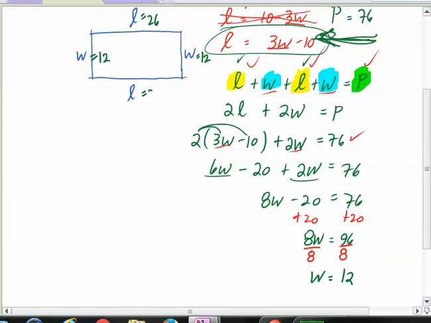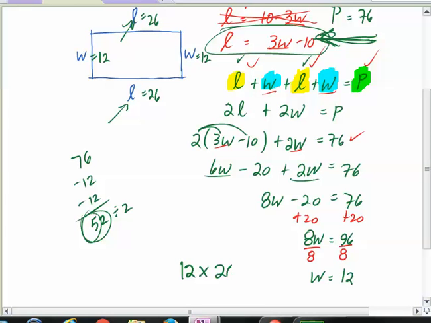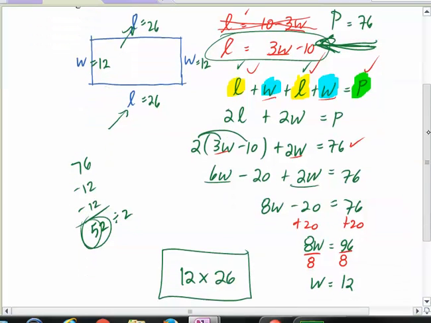We could also do this. We know that the whole thing has to be 76, so we could say 76 take away 12 twice. That's equal to 52. If I divide 52 by 2, in other words, there's 52 inches to split between the two lengths, and so that gives me 26 for each of those lengths. So the dimensions, this is a 12 by 26 rectangle. So that's me answering the question fully. Okey-doke. Thanks for listening.